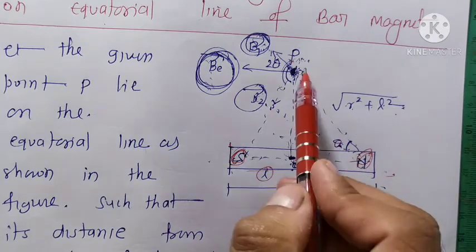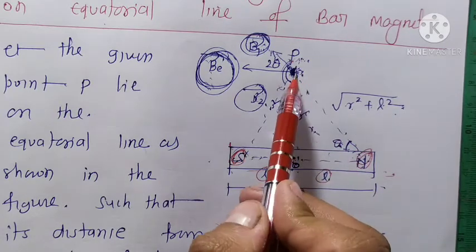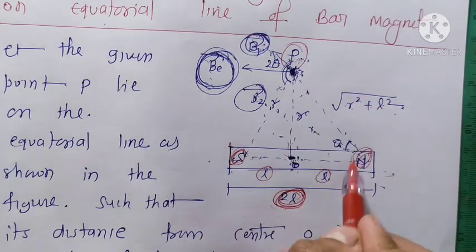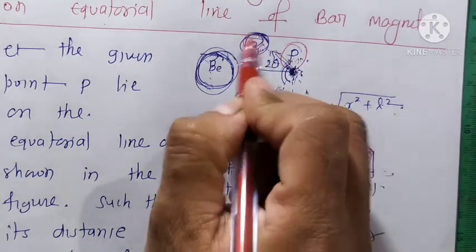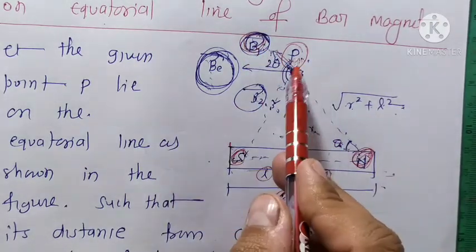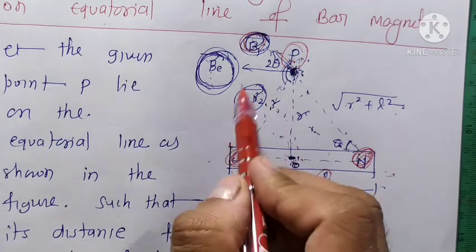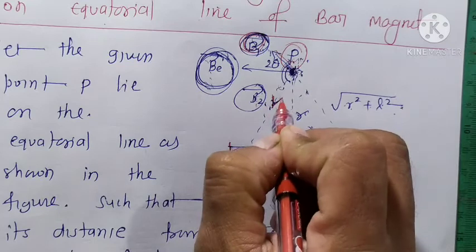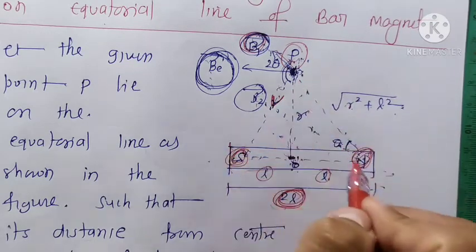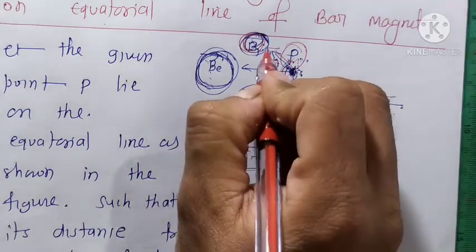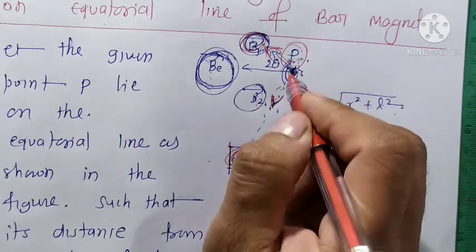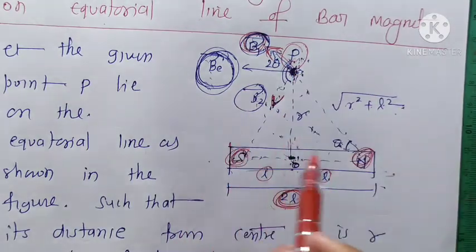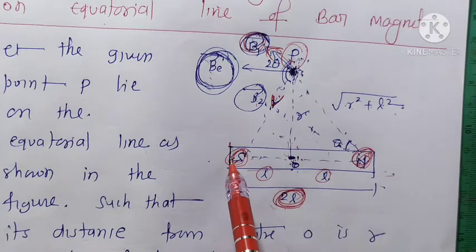The magnetic field intensity at point P due to the north pole, along this direction, is B1, and the magnetic field intensity at point P due to the south pole is B2, along these directions. So at point P there are two magnetic field intensities, due to the north pole and the south pole of this bar magnet.